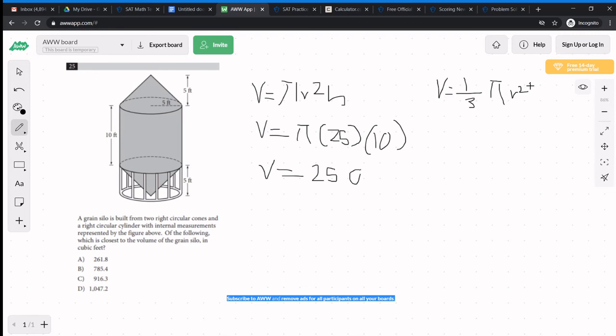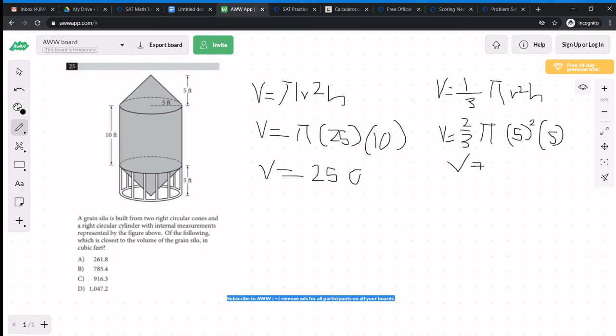r squared h. And we're going to multiply this by 2 because both of these cones are the exact same. It's just one is on top, one is on bottom. Same radius, same height, so it's going to have the same area. So we'll multiply by 2 really quick so we don't have to add them both together afterwards. And then pi, the radius again is 5 squared, and the height this time is only 5.